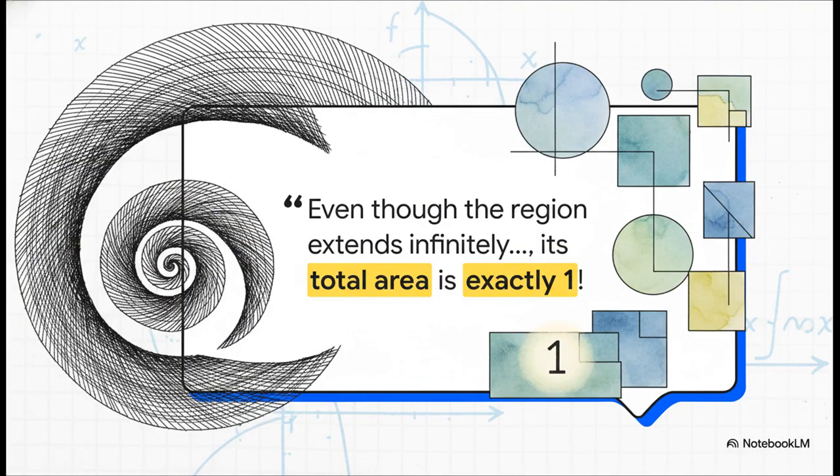This is a fantastic result. We've just mathematically proven that a shape that is infinitely long can have a totally finite measurable area. This isn't just some math trick, it's the power of calculus to bring precision to the concept of infinity.